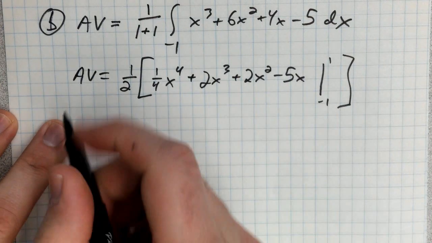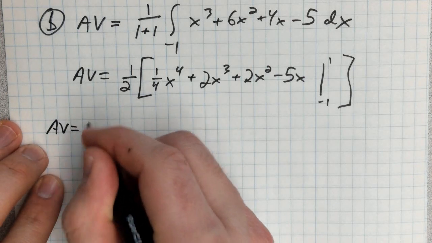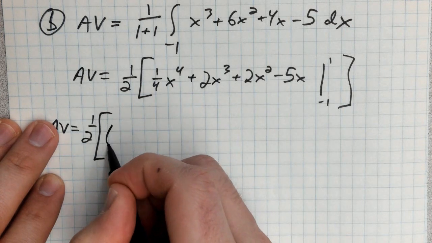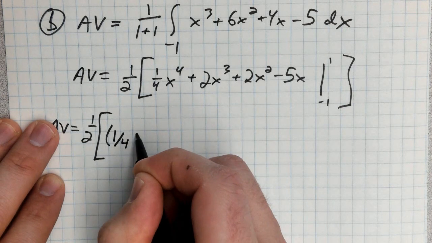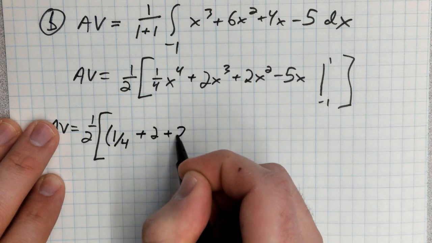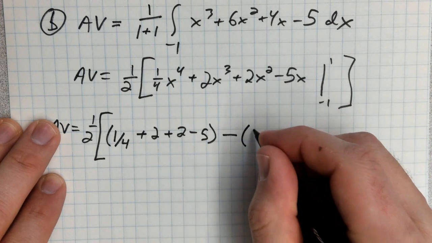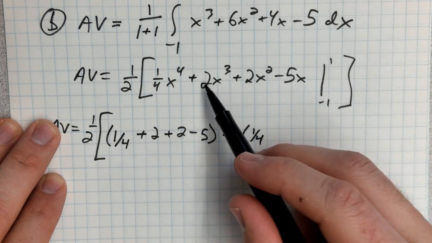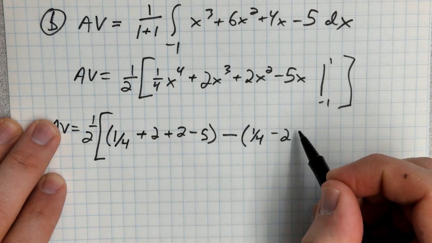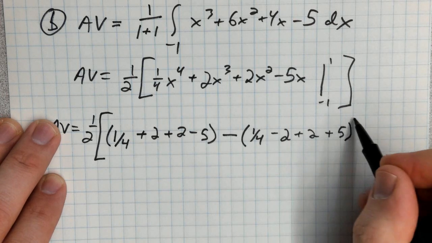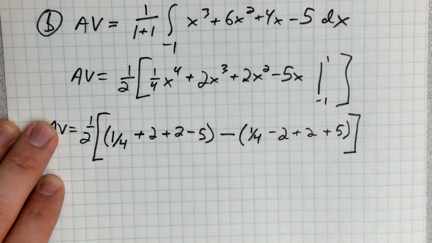I'm going to plug in the 1 and plug in the negative 1. The average value is equal to 1/2. We've got to be careful here. Plugging in 1, I will get 1/4 plus 2 minus 5, minus, plugging in negative 1 now, I still get 1/4 minus 2 plus 2 plus 5. Check me. Does that look right?